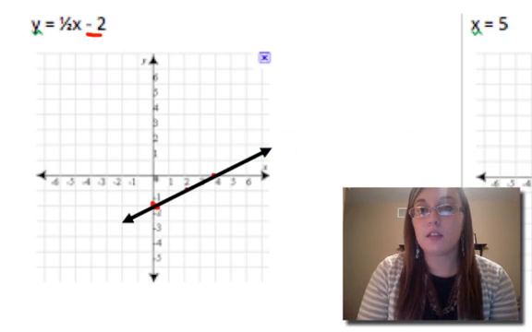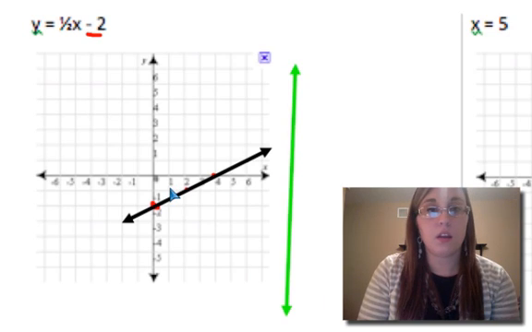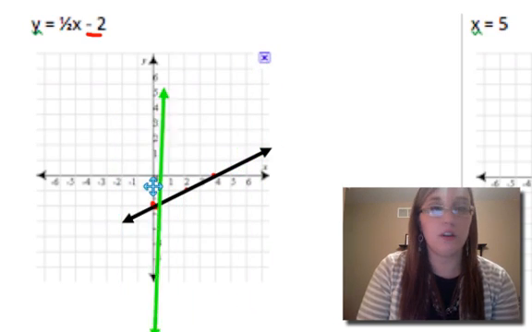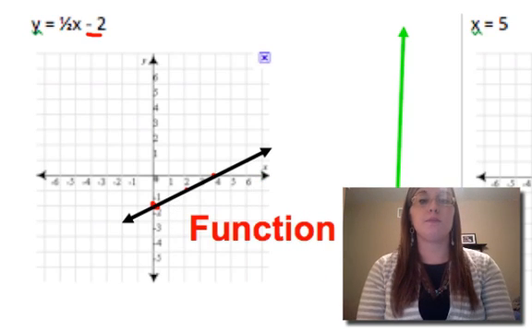Then let's go ahead and use a vertical line once again, to make sure. Yep, this vertical line is only going to ever cross there at one point. So once again, it has to be a function.